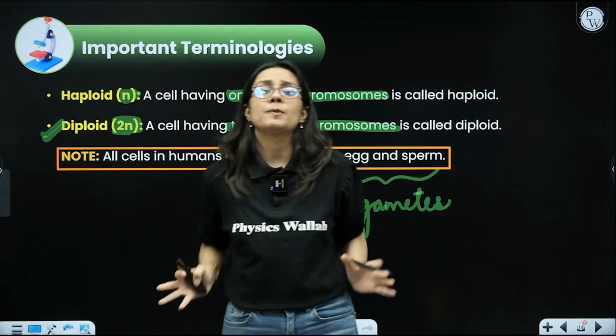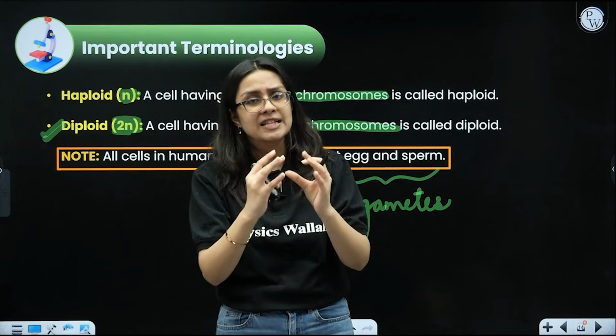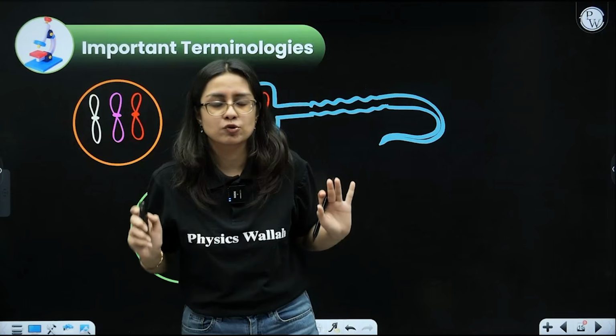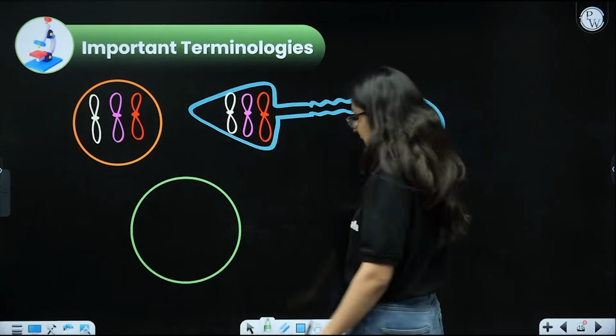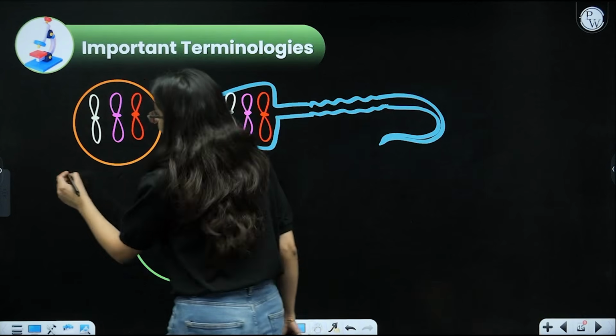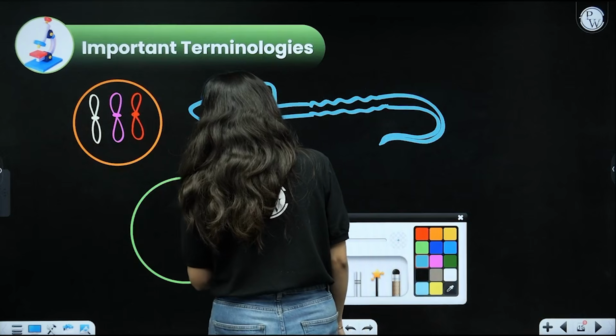But ma'am, what is so special about them that every cell is supposed to be diploid, but these two cells specially need to be haploid in nature? That means they should have only one copy of each chromosome. Let us understand this again with the help of a beautiful diagram. See beta, firstly let us mark that this is the female gamete or the egg cell.